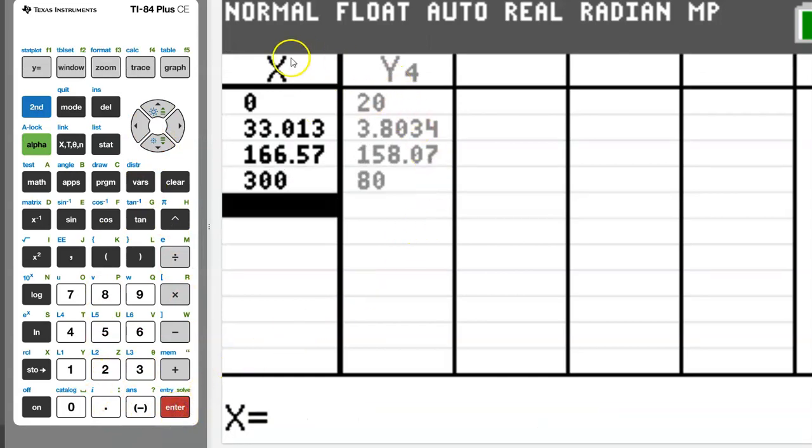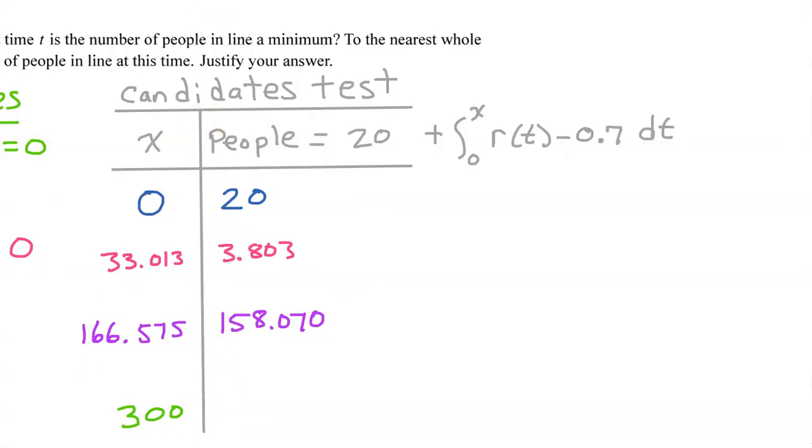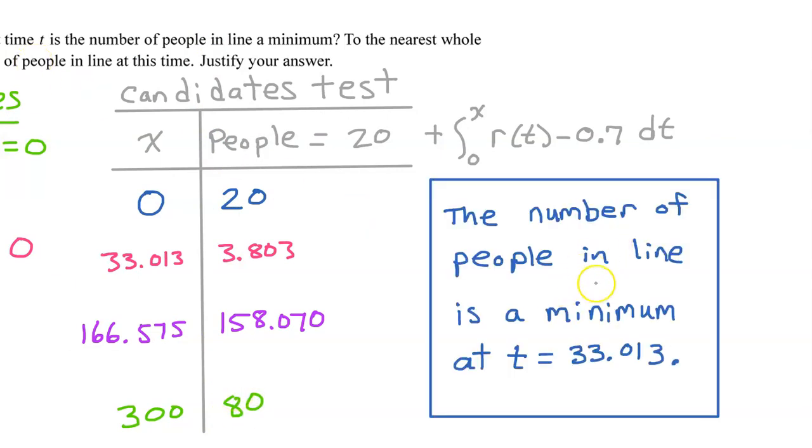And finally 300, which I will just type in, 300. So you can kind of see the entire candidates test shows up right here on your calculator if you use this technique. But anyway, the last value is 80. 80 people. The number of people in line is a minimum at t equals 33.013.